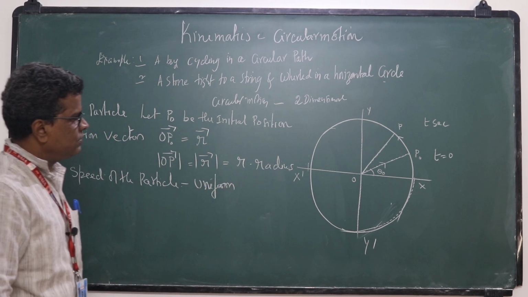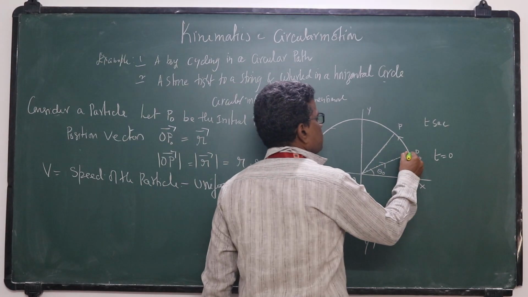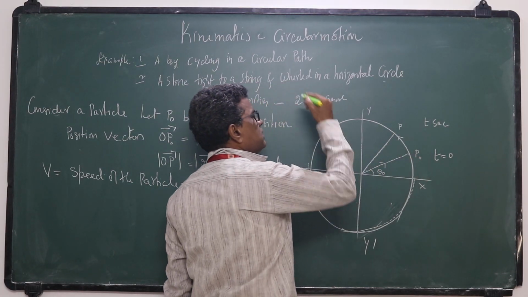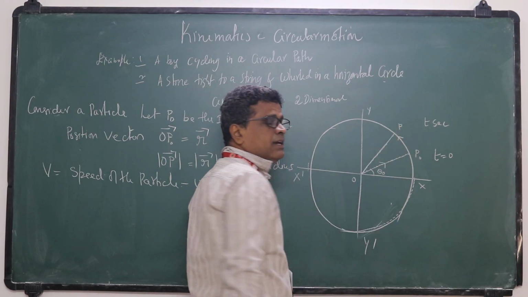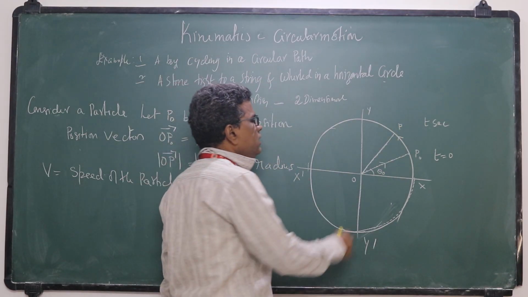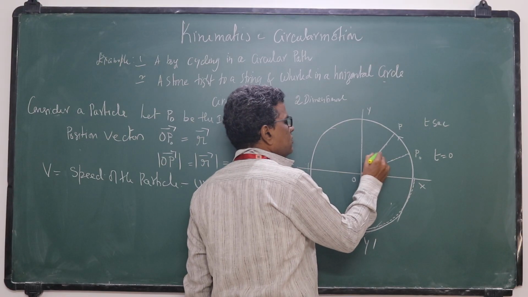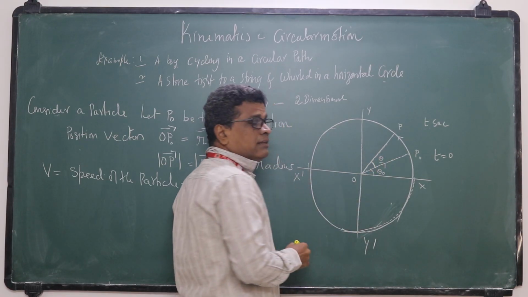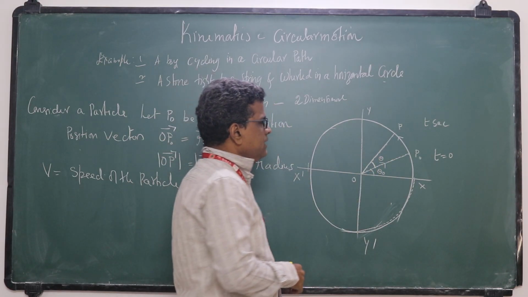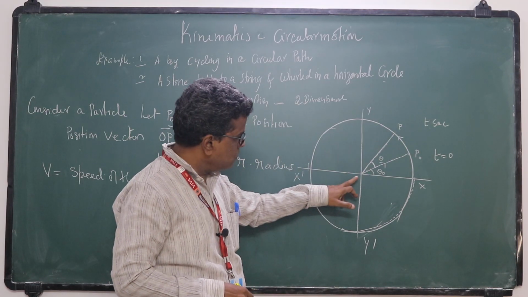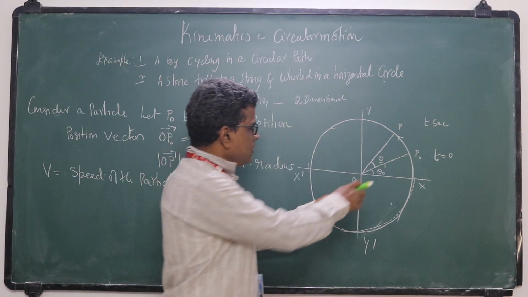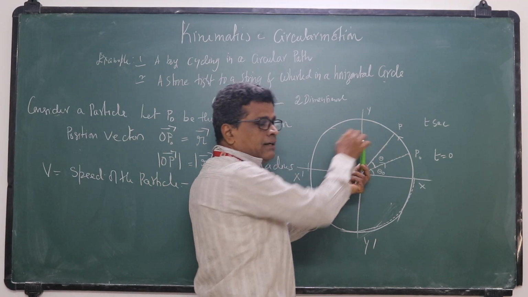Uniform speed. So as it moves from P0 to P along the circular path, its new position after t seconds will be P. It turns through an angle theta in a time t seconds. O is the position, the origin.